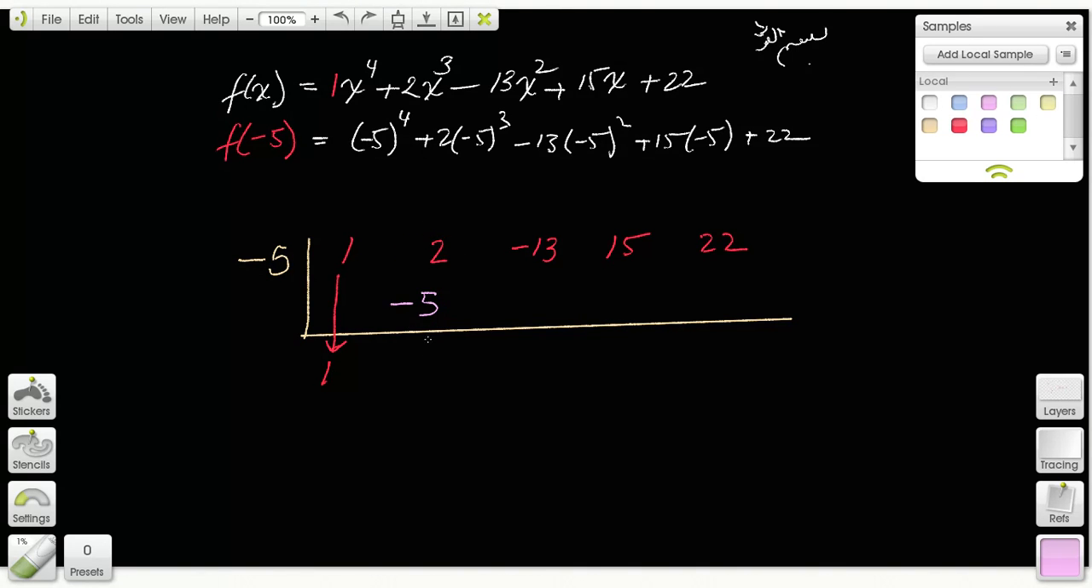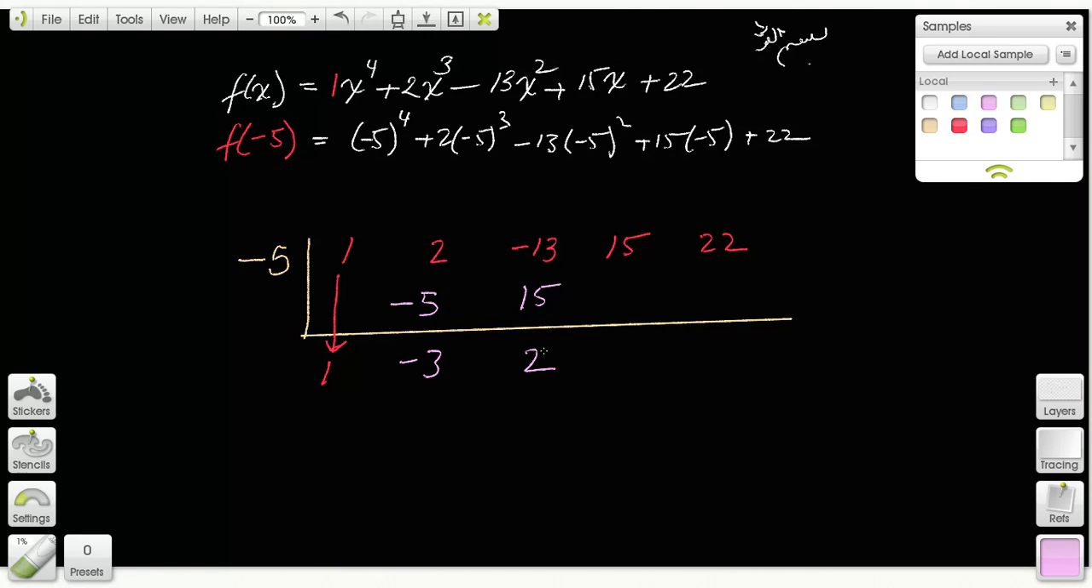Okay, then you add those two. That's negative 3. And then you take this one and you multiply those two again. So negative 5 times negative 3 is positive 15, and you put it right there. Then you add these two terms. That gives you 2.